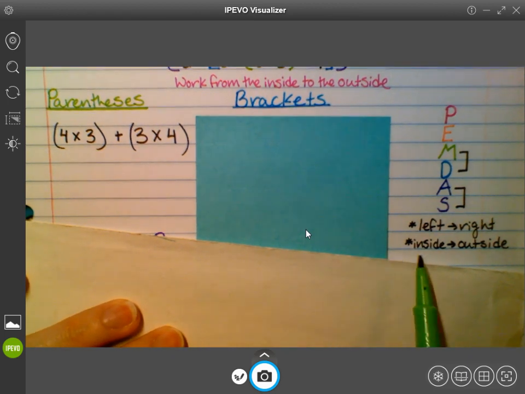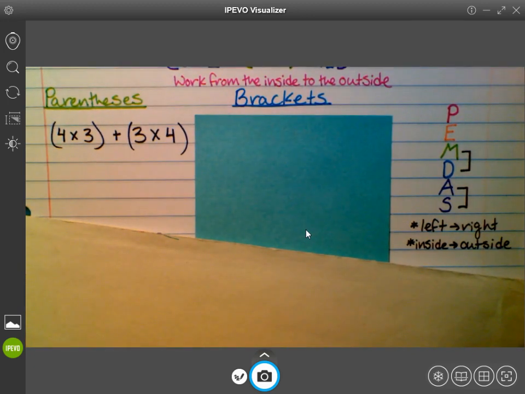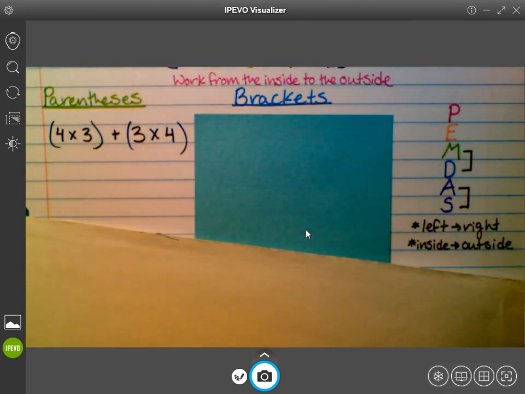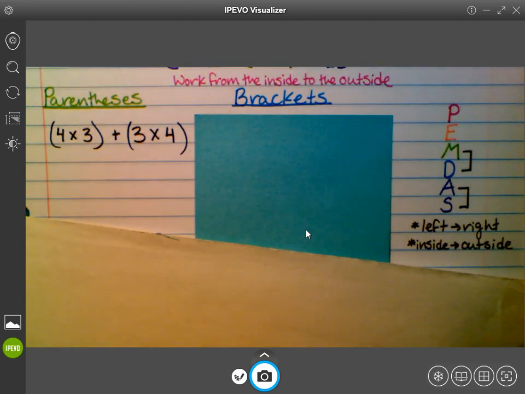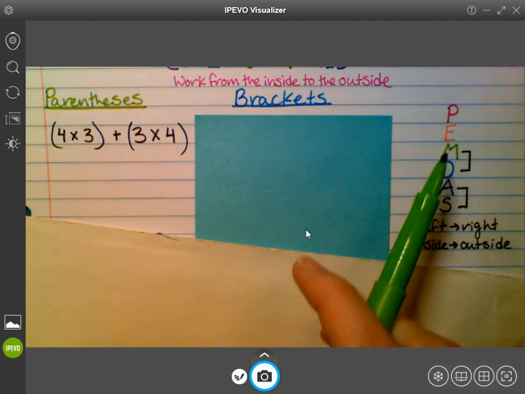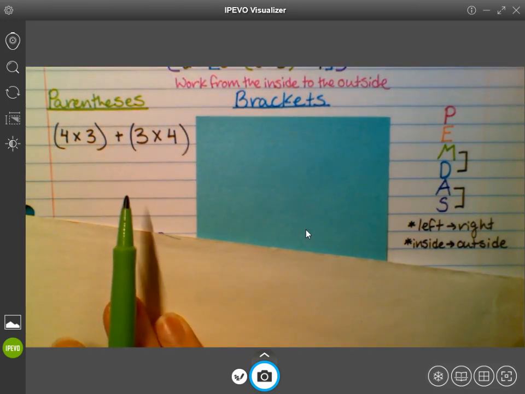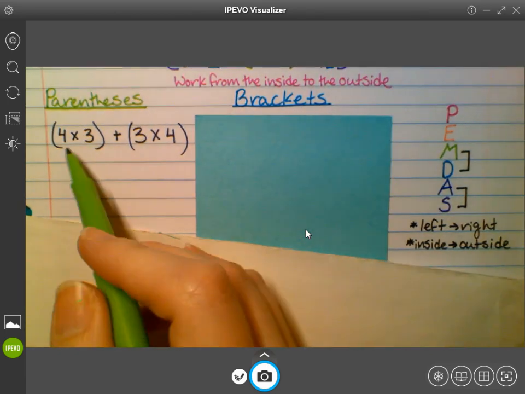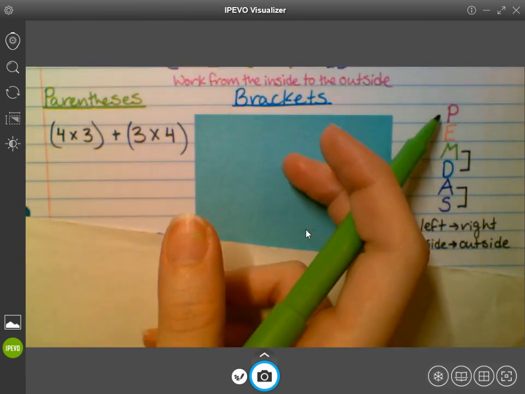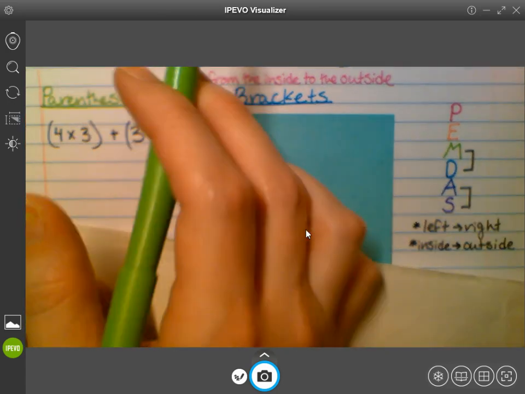No. I always put this, 5th grade, because even as an adult, even as your teacher, sometimes it's hard for me to remember which step I do next, and am I working from the inside to the outside or the outside to the inside? So I recommend putting this off to the side of your paper if you need that extra guidance. With our parentheses, our P stands for parentheses, and that really stands for brackets, parentheses, brackets, and braces.